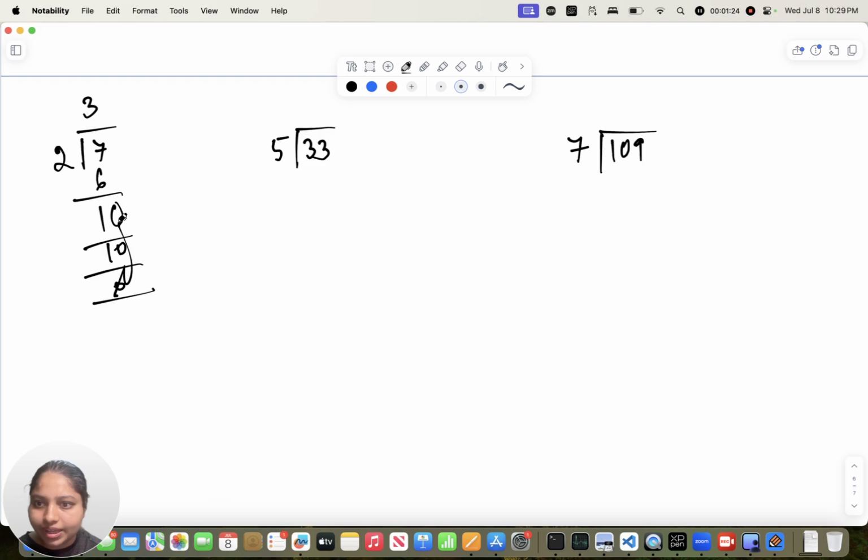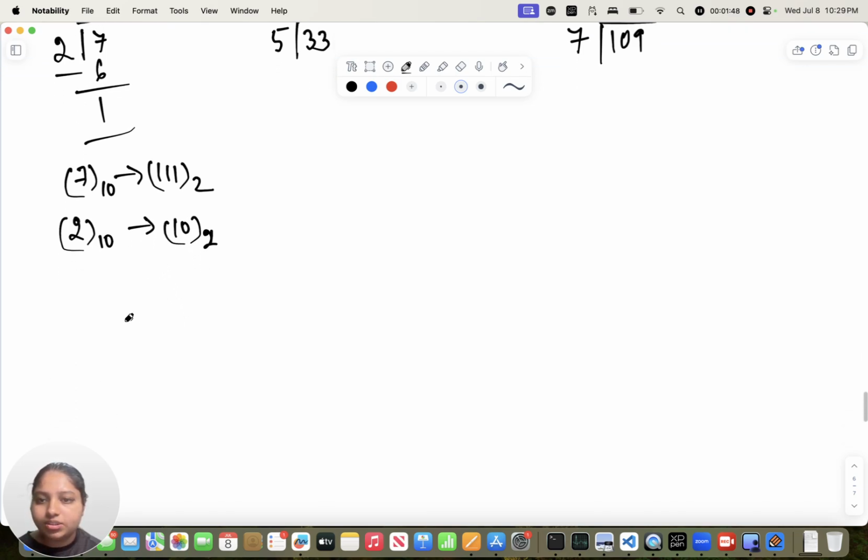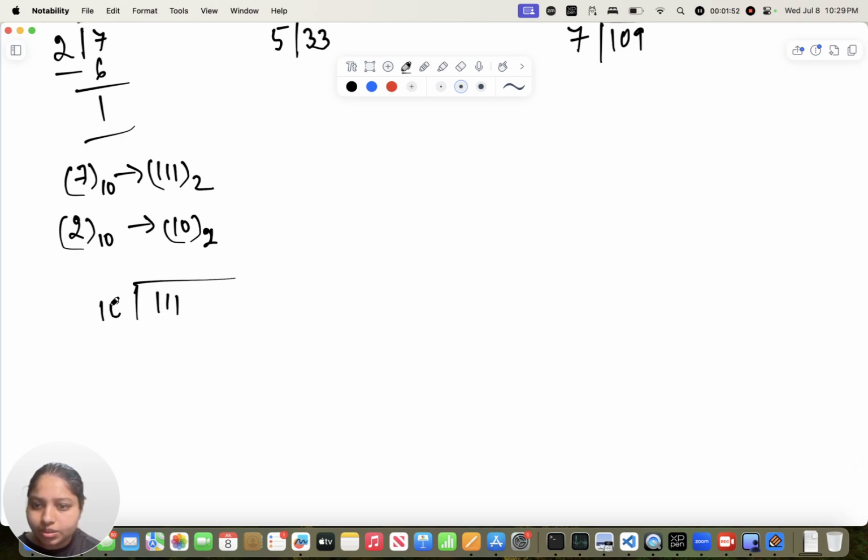So we have the values as of now: 7 divided by 2, where we get a remainder of 1. Let's see if that is the case. 7 in decimal can be represented as 111 in binary, and 2 in decimal can be represented as 10 in binary. So let us divide 111 by 10.